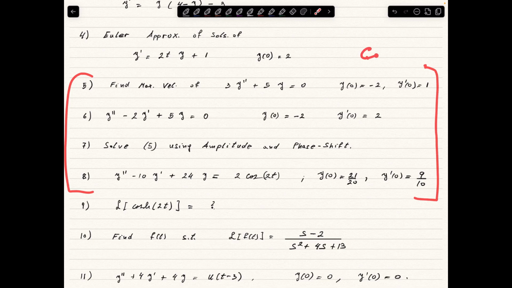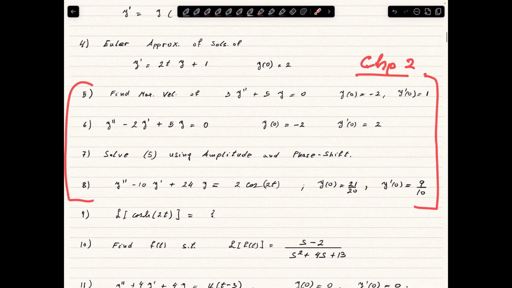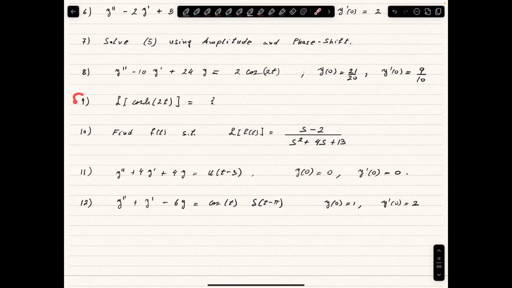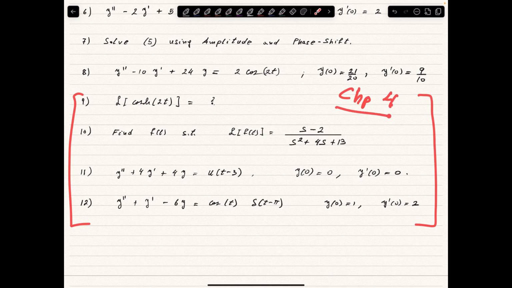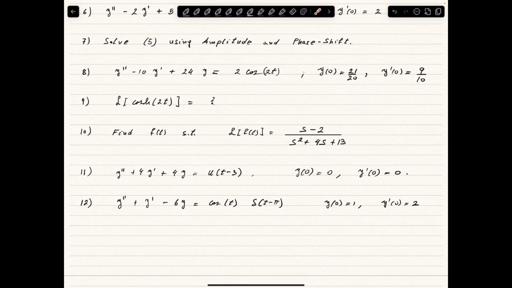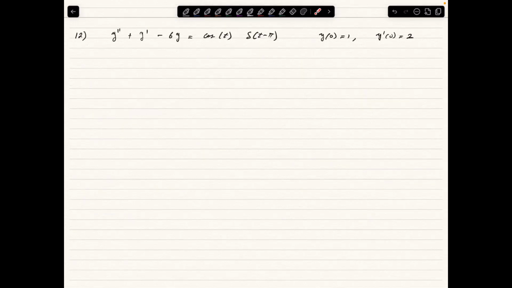But this is chapter 2. We are going to post the solutions to these problems. And we are going to focus on chapter 4, which are these problems here. So we are going to start solving these problems from the bottom up, so problems 12 to 9. Alright, so that's the plan for the video today. Okay, let's start with our last problem and work our way up.